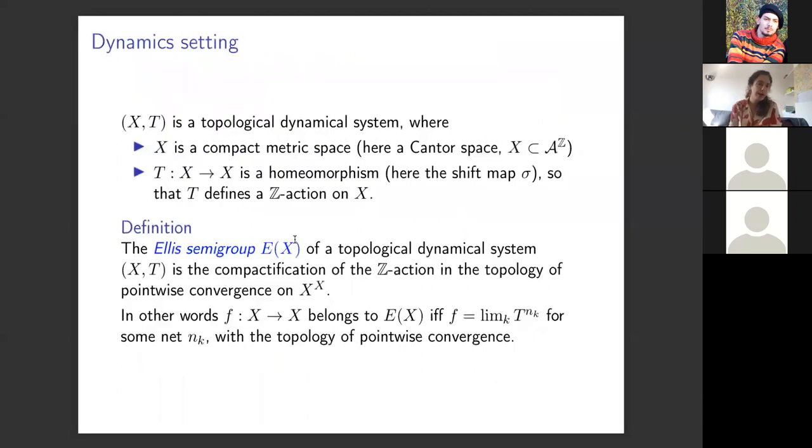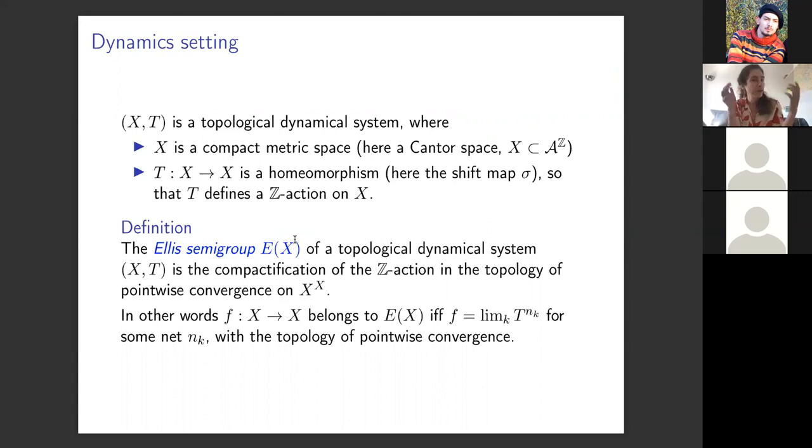And now I'm going to talk about the Ellis semigroup. So I'm going to just define it. So the Ellis semigroup is an algebraic invariant of topological dynamical systems. So what is a topological dynamical system? You've got a space, which is a compact metric space. And so in today's talk, our space is going to be bi-infinite sequences of letters from a finite alphabet A.